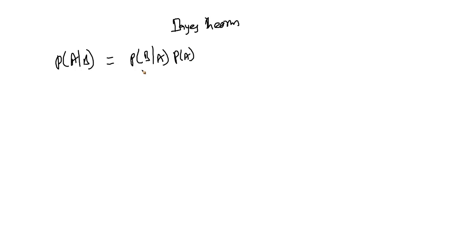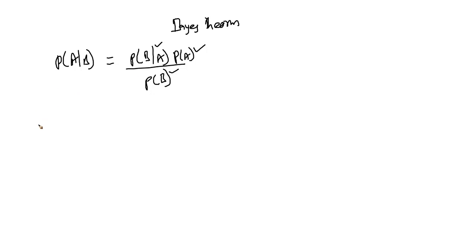So Bayes theorem essentially is: probability of A given B can be expressed as probability of B given A times probability of A divided by probability of B. So this term is a prior probability, this is a likelihood, and this is a marginal probability.